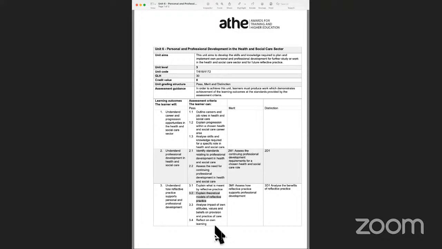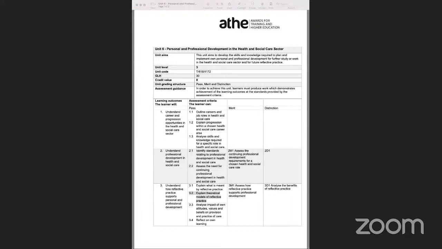The fourth assessment criterion talks about reflecting on your own learning. That is where you take a particular example from what you do in your place of work, or what you have learned in this course, and do a bit of reflection on it. There is one merit and one distinction criterion, which is basically an extension of 3.2, which talks about how you reflect on professional development using the process of reflective practice. Then it talks about analyzing the benefits of reflective practice. So this is what the learning outcome is going to focus on with regards to the process of reflective practice today.